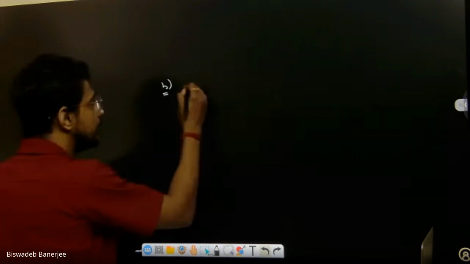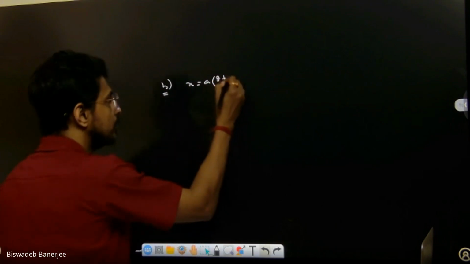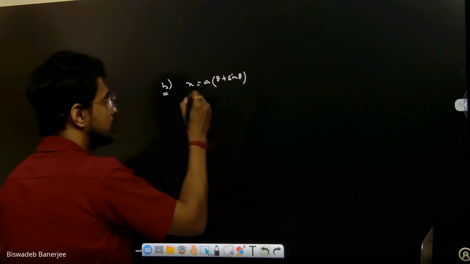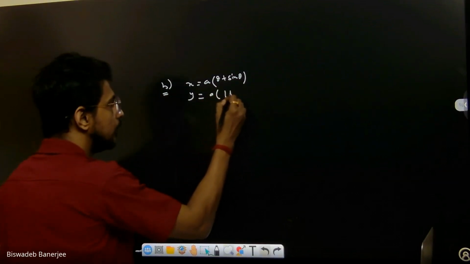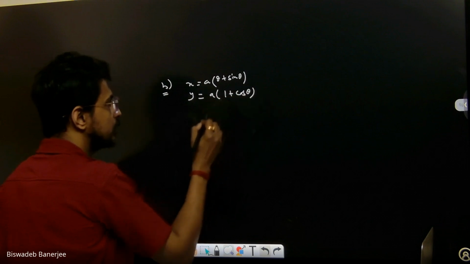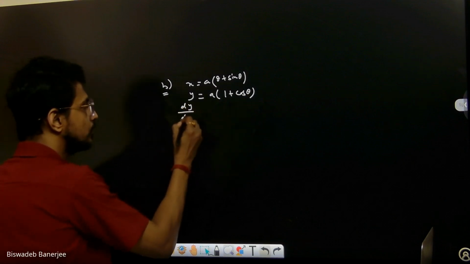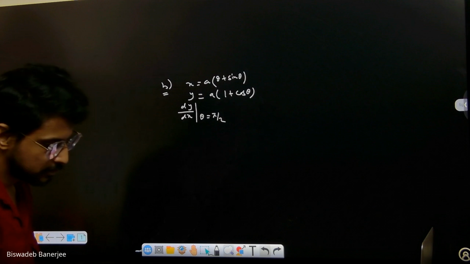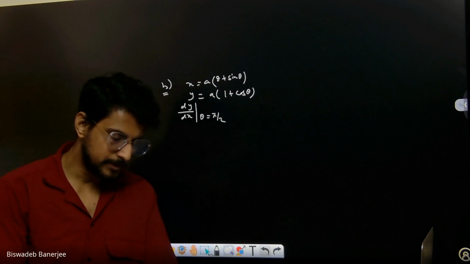The second question is, you have to find dy by dx, where x equals a into theta plus sine theta, and y is equal to a into 1 plus cos theta. We are given this. Then you have to find dy by dx when theta is pi by 2. This is my question.